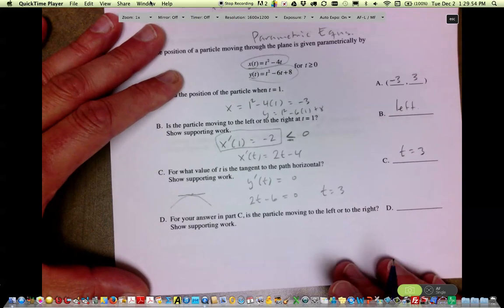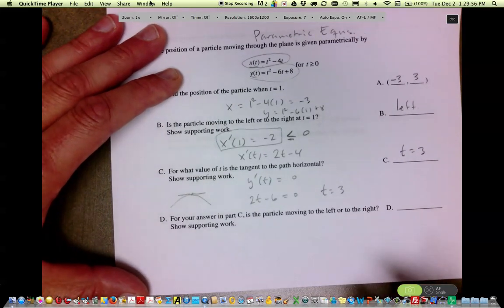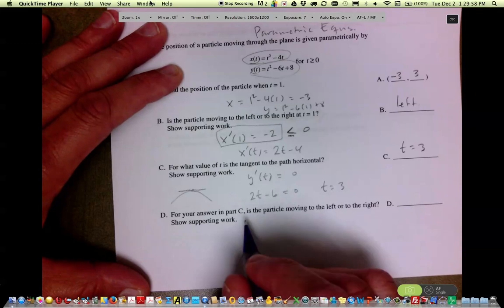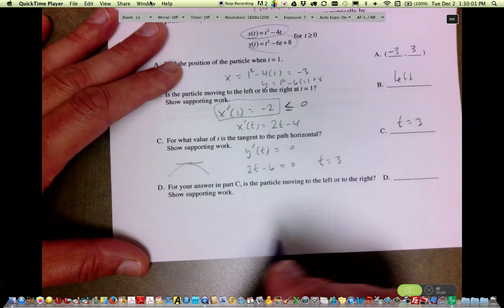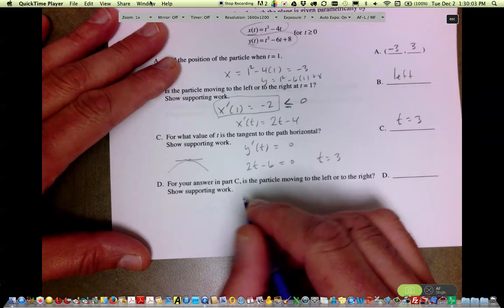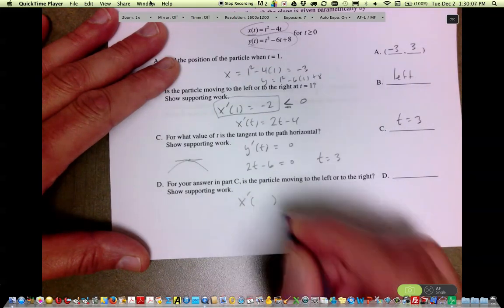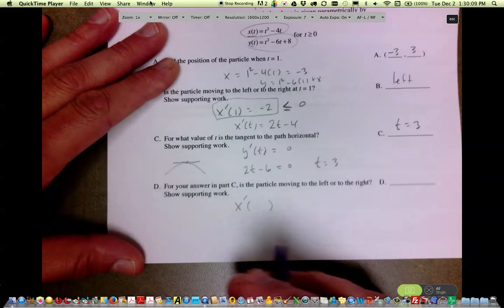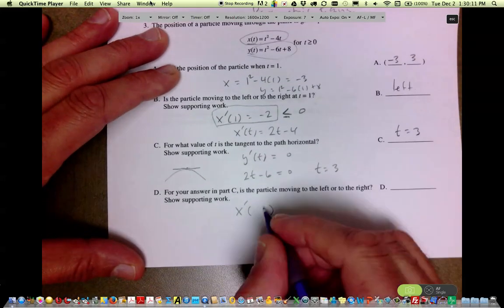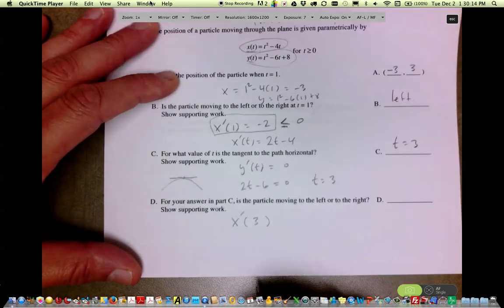For what value of t is the tangent to the path horizontal? That's going to happen when t is equal to 3. And then again, the question is asking, is it moving to the left or to the right? The movement to the left or right is determined by the derivative of x. And I want to know what's happening when t is equal to 3.